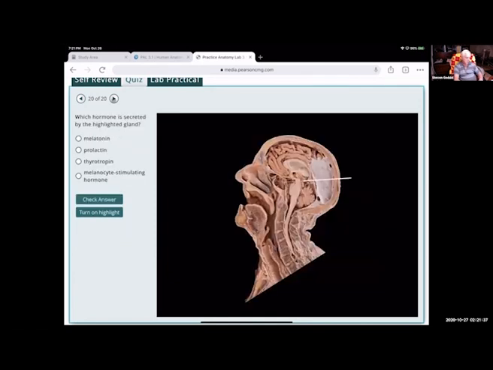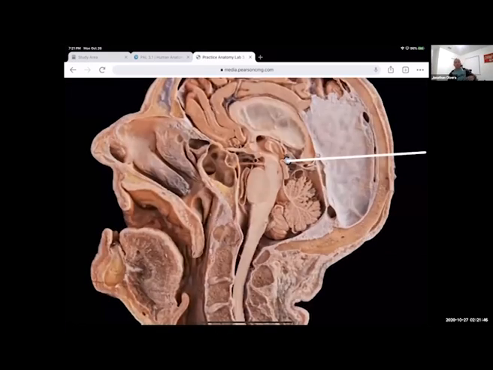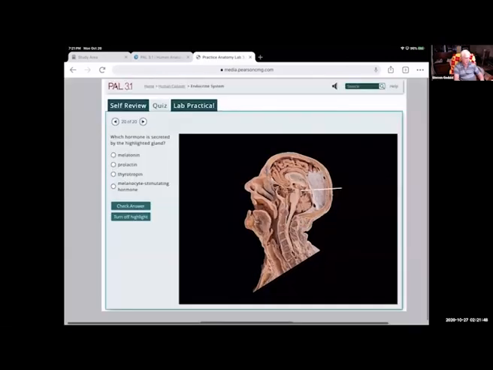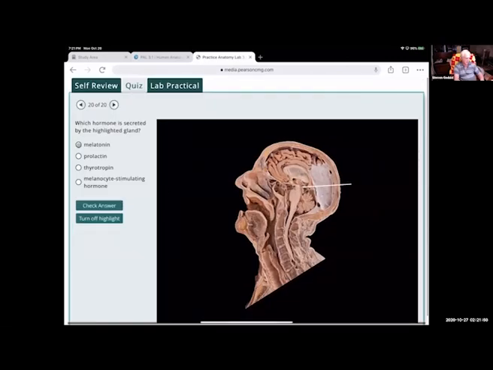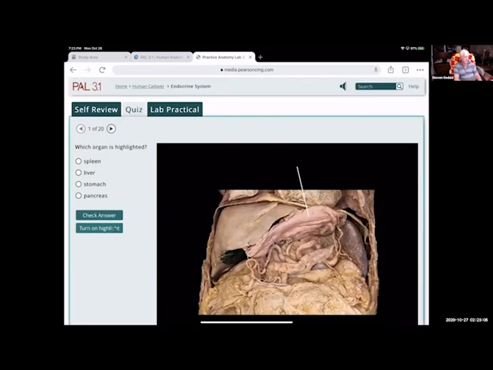If we look at this, what hormone is secreted by the highlighted gland? Melatonin. Is that the pineal gland? Yes, pineal gland and melatonin. Perfect. What structure is highlighted here? It's pointing to the stomach. So you should get all these right. They might come in a little different order than before.